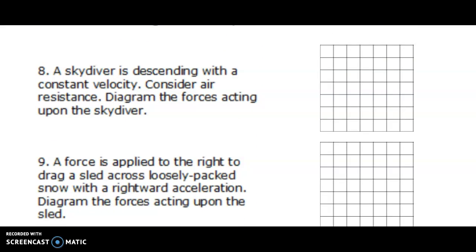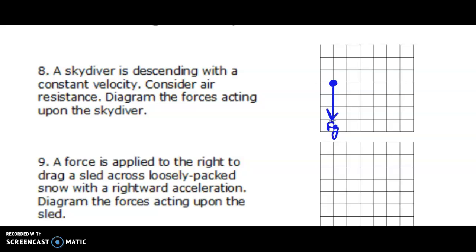Skydiver, descending with a constant velocity. You'd need air resistance just like we did with the squirrel. Diagram the forces acting on the skydiver. Now, here again, if it's the skydiver themselves, then there's going to be probably 2 tensions going up on the skydiver and balancing out the force of gravity.